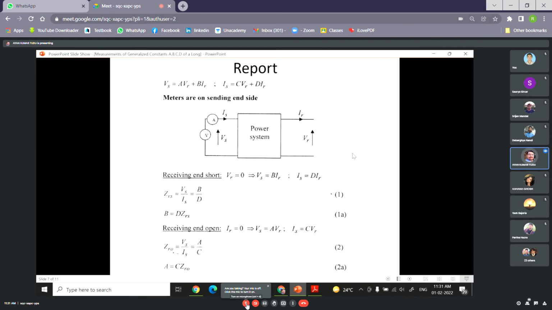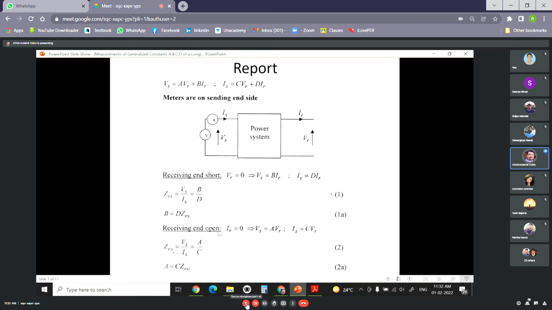In this condition, when the receiving end is short, VR would be equal to 0. Putting VR equal to 0 in this particular equation, what we get is Vs equal to B IR, Is equal to D IR. So ZRS, that is receiving end short, equals Vs by Is, equals B by D, where B equals D into ZRS.